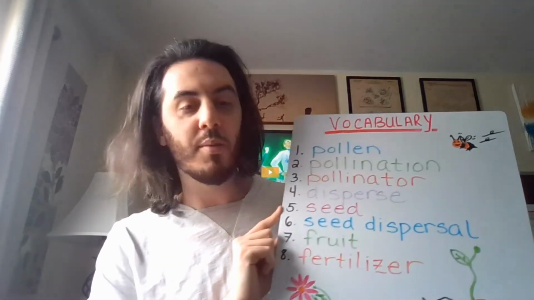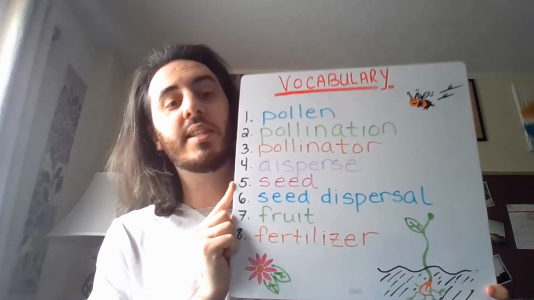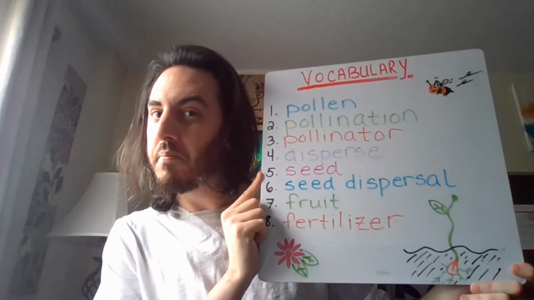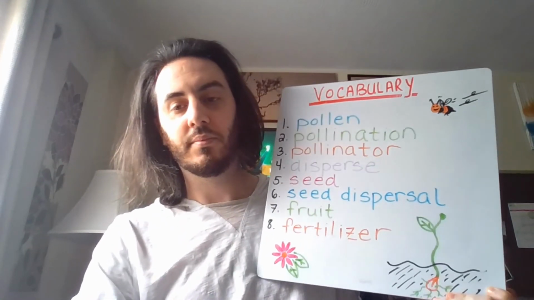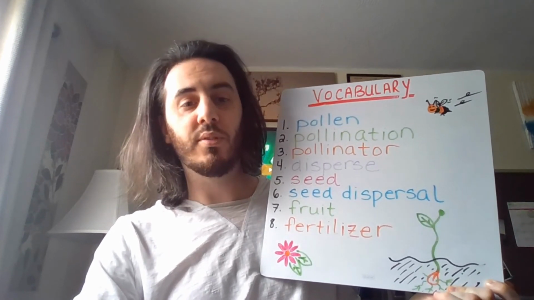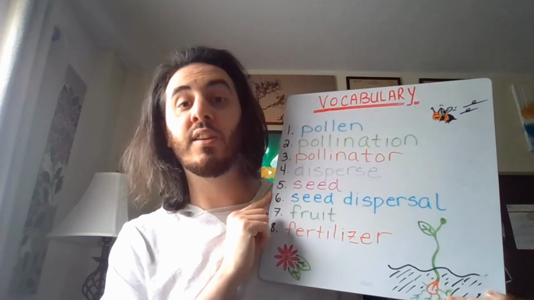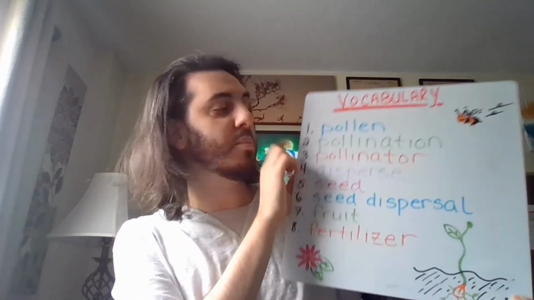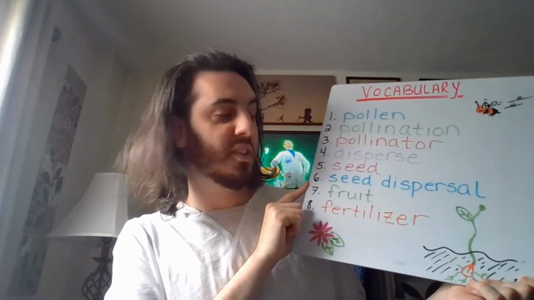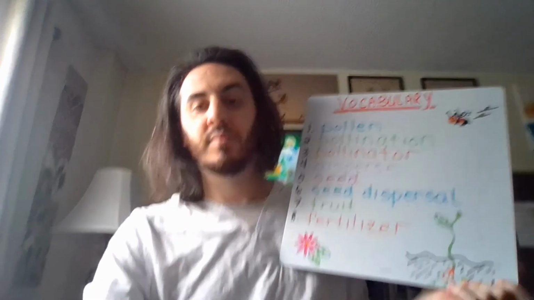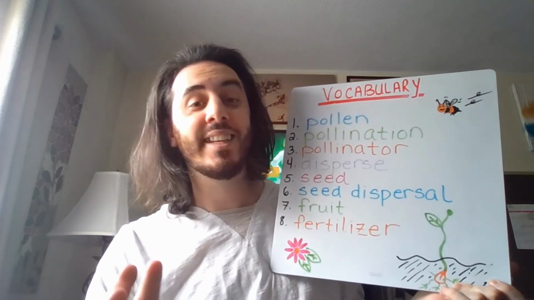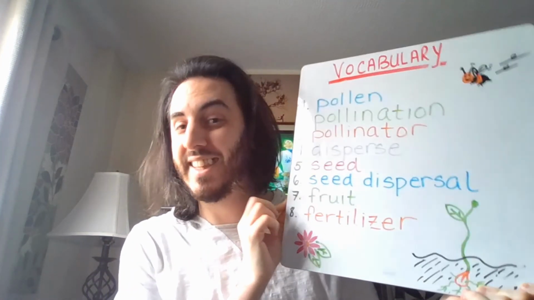Now, our next word, number 5, is seed. Seed is the part of the plant that grows into new plants, kind of like a baby. Our 6th word is seed dispersal. Now, seed dispersal is the process of moving seeds from one place to another. Just like pollination, when we're moving our pollen, we are doing that with the seed dispersal. Now, fruit. Fruit is a part of the plant that contains the seeds. Fruit is anything that has seeds.